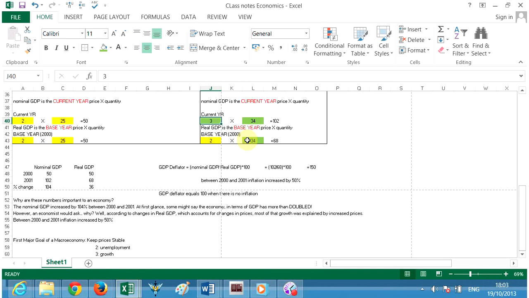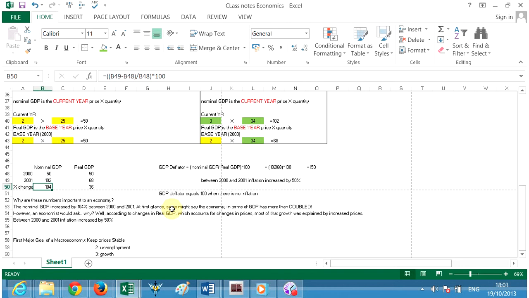Okay, now, why are these important? Again, why are these numbers important to the economy? Because the nominal GDP doesn't tell the complete story. If you look at the nominal GDP, it went from 50 to 102. And if we look at the percent change, new minus old divided by old times 100, the percent change says that this economy, GDP, is growing phenomenally. It has grown 104%. In fact, that means that the GDP has more than doubled.